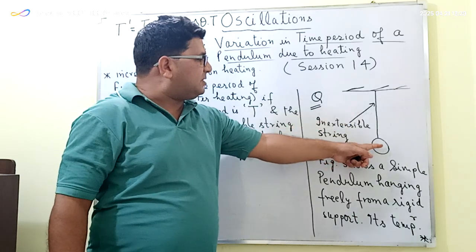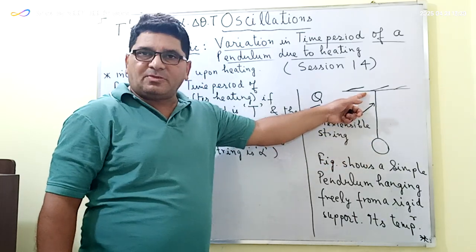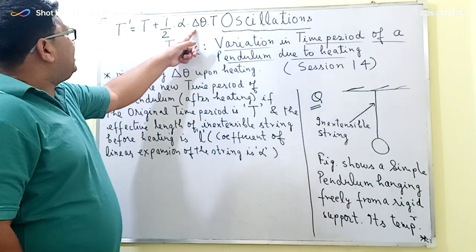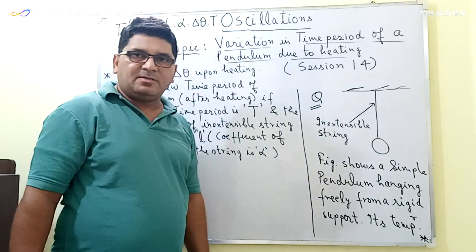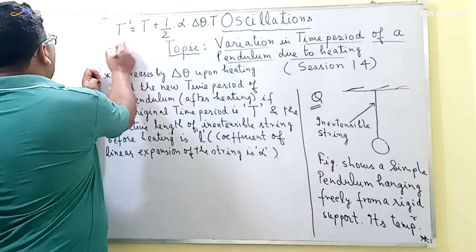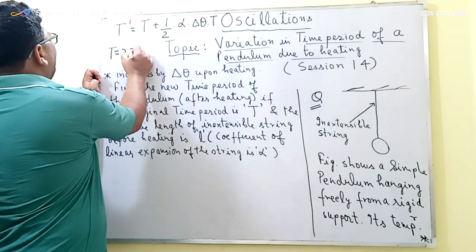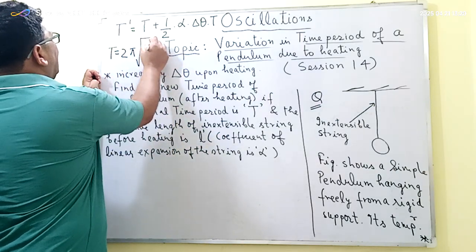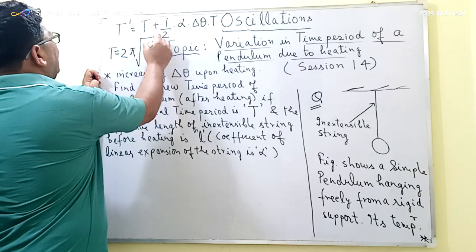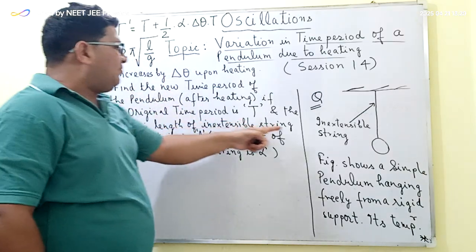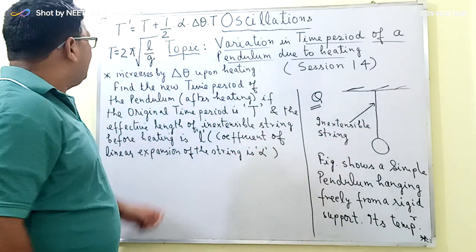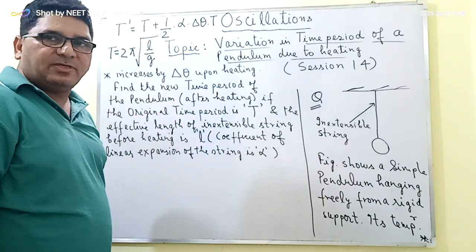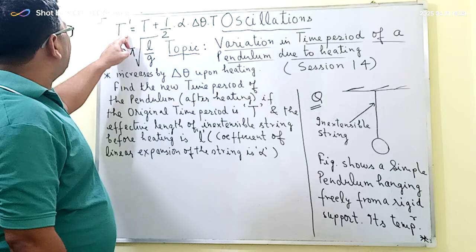pendulum, which is connecting this bob with this rigid support, and delta theta is the increase in the temperature, and T is the original time period. The original time period is equal to 2 pi under root L upon g, where L is the effective length of this inextensible string before heating and g is the acceleration due to gravity. So now we will be deriving this equation, that is T dash.